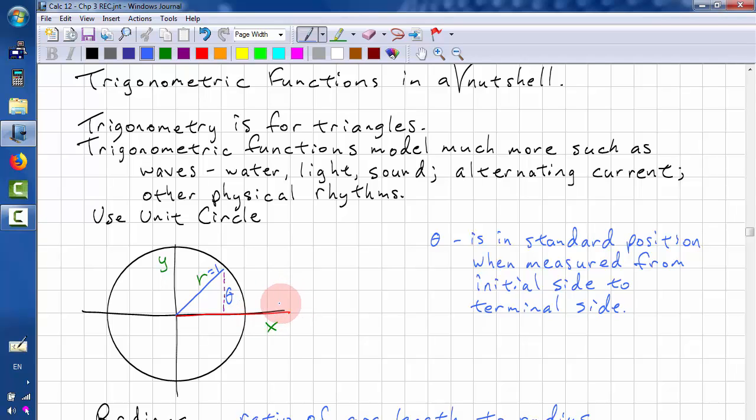This positive x-axis is called our initial side. And we always rotate counterclockwise for the positive direction. And this is called the terminal side. Okay, so standard position is measured from the initial side to the terminal side, so this direction, positive.